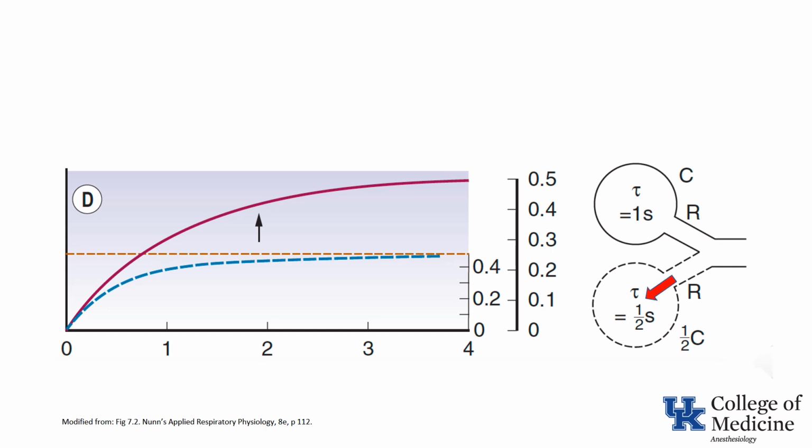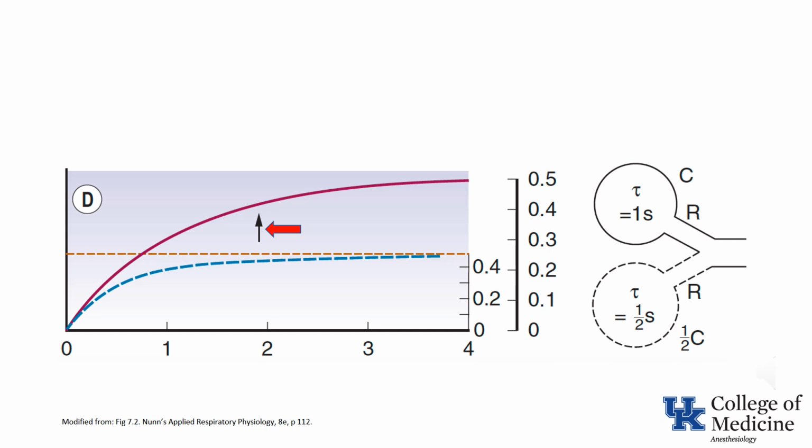This results in a decreased time constant. That means this lung unit will reach its capacity, which is half of that of the normal lung unit, more rapidly. In this circumstance, application of an inspiratory pause would result in redistribution of gas from the lung unit with decreased compliance to the normal lung unit.